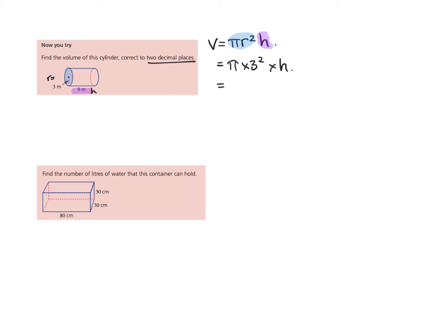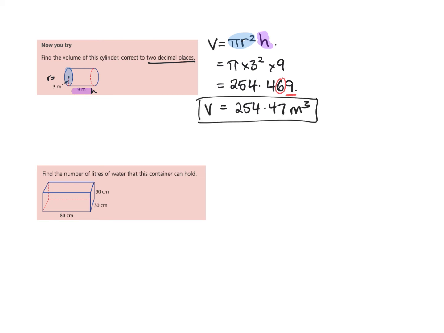Sorry, I should have written 9 here. So 9, and we get 254.469, because I'm looking at the third decimal place. It is above 5, so this guy's going to go up. So I'm going to get 254.47 meters cubed, because it's a volume.